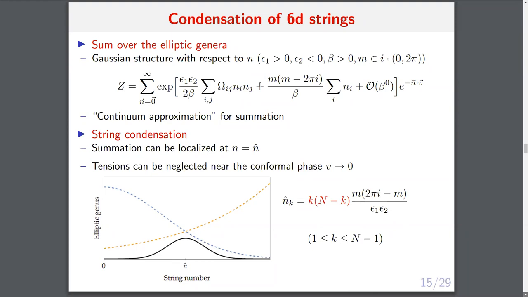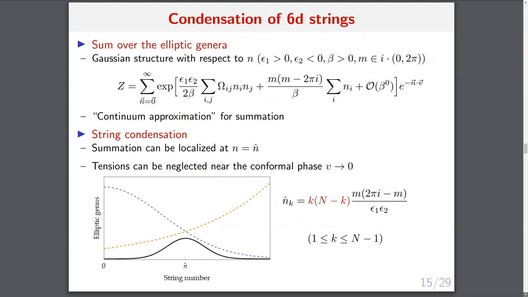In this chemical potential setting, the first term is quadratic with respect to the string number, and its coefficient is negative. Therefore, it gives the damping factor of the elliptic genus, as I depicted here as a blue dotted line in this figure. However, the second term is linear in the string number, and its coefficient is positive. So the linear term gives a growth factor for the elliptic genus. So the total amplitude of the elliptic genus takes the form of a Gaussian, which I depicted here as a black line.